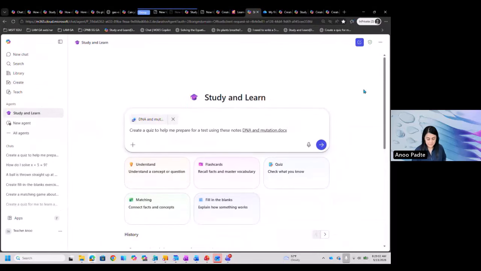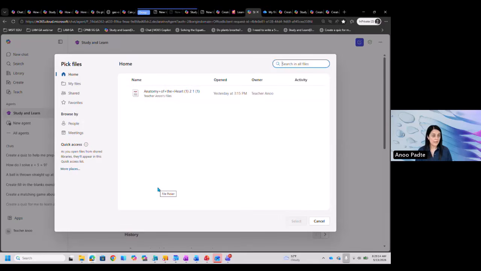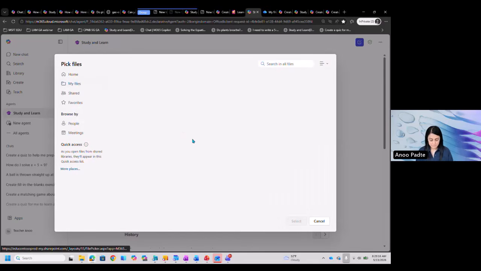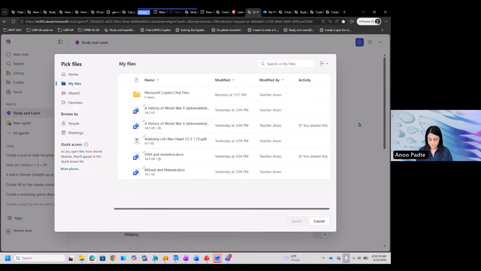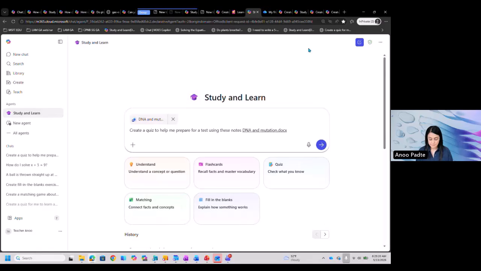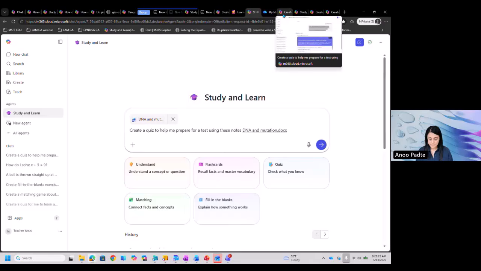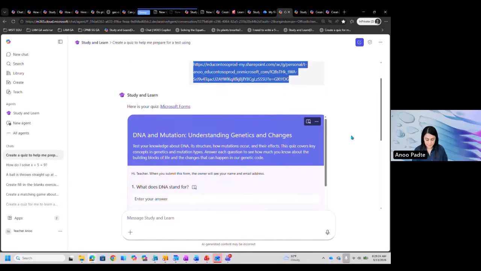Okay. Here's another one that I did on creating a quiz. So you can ask the agent to create a quiz. Click on quiz, say create a quiz to help me prepare for this test. Again, I can attach my own notes. I just did attach cloud files, I picked a file, and I attached it. This one is on DNA and mutation. I attach that, great, and then I got a quiz back. And now I have a quiz right here.